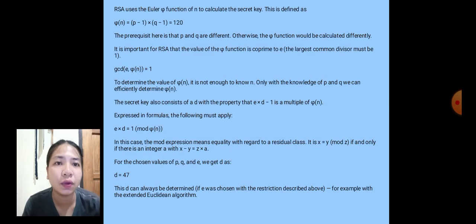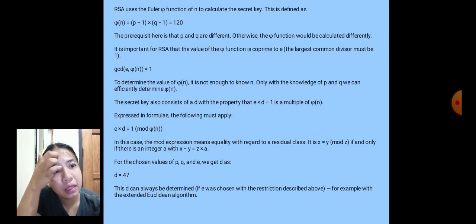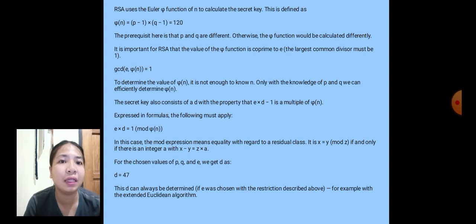So RSA uses the Euler function of n to calculate the secret key. This is defined as φ(n) equals (p minus 1) times (q minus 1), which equals 120. The prerequisite here is that p and q are different. Otherwise, the Euler function would be calculated differently. And it is important for RSA that the value of the Euler function is coprime to e, and the greatest common divisor must be 1.